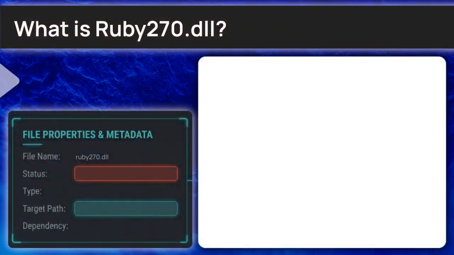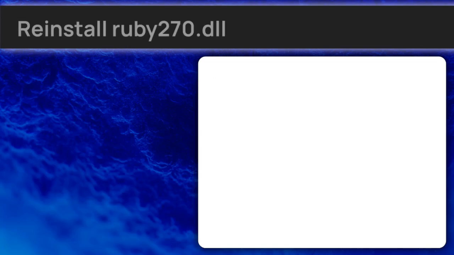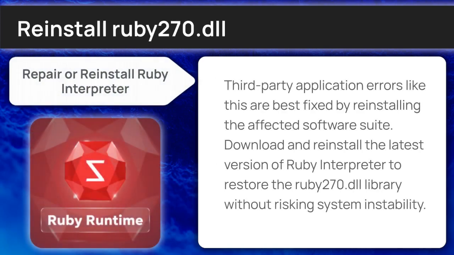This is the Ruby270, the Ruby 2.7 interpreter. It manages the unmanaged orchestration of dynamic objects and memory for applications utilizing the Ruby programming language manifest. Enough of the technical side. Let's get these files back onto your system. Third-party application errors like this are best fixed by reinstalling the affected software suite. Download and reinstall the latest version of Ruby Interpreter to restore the Ruby270 DLL library without risking system instability.